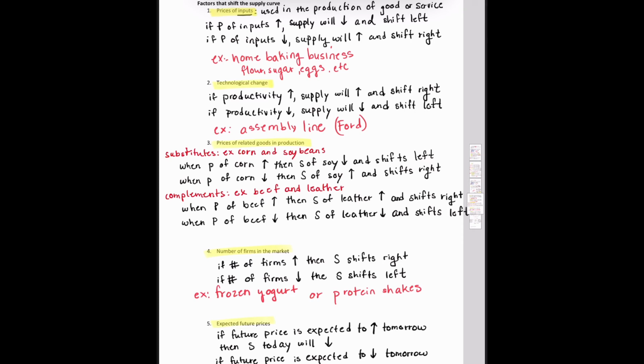Okay. Finally, we have the expected future prices again. So if the expected future price increases tomorrow, suppliers, producers will pull their product off the shelf today. So supply today will fall in order for them to capitalize on the higher prices they expect to see the next day. Okay, so that about sums up supply.